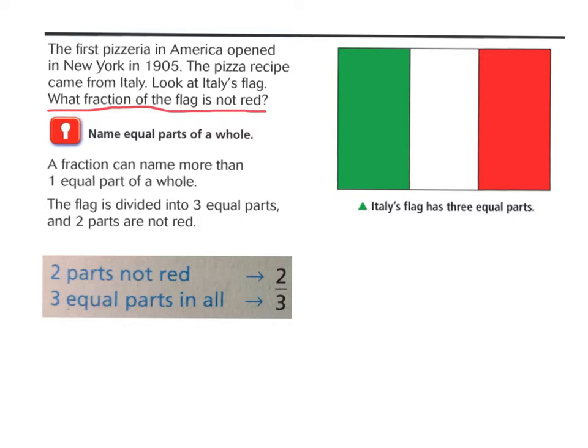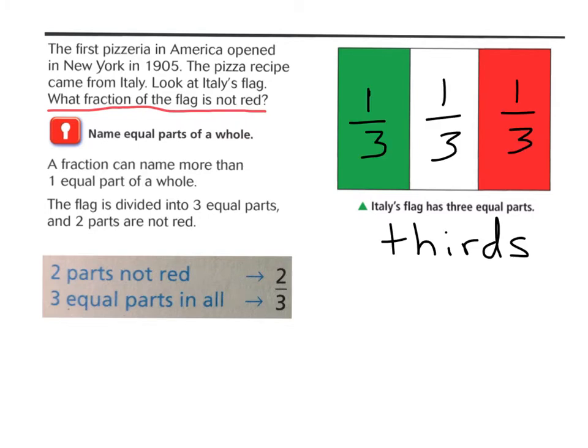A fraction can name more than one equal part of a whole. This flag is divided into 3 equal parts, which are called thirds, and 2 of the parts are not red. So if 2 out of the 3 equal parts are not red, we say that 2/3 are not red.